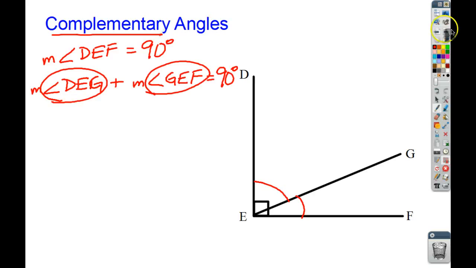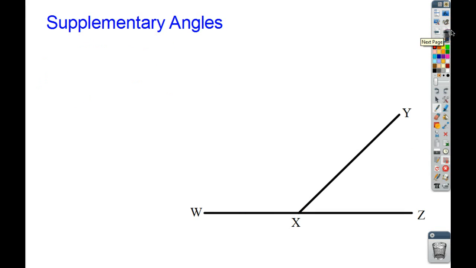All right, moving on. Now we're going to talk about supplementary angles. Supplementary angles are when two angles, when you add them together, equal 180 degrees. Or another way of saying it is together they make a straight line. So in this case, I'm going to say the measure of angle, and I'm going to look from W to X to Z, that's a straight line. So WXZ is the straight line. Well, straight angles are equal to 180 degrees. It's a straight line.